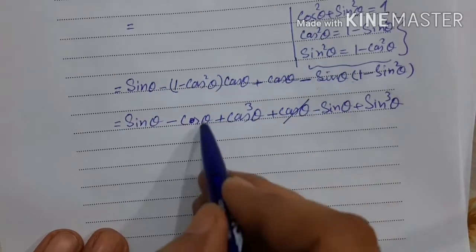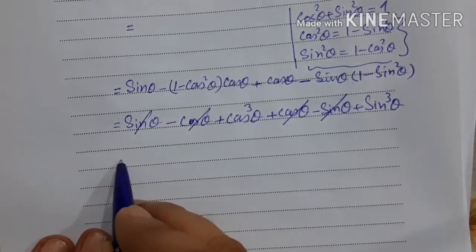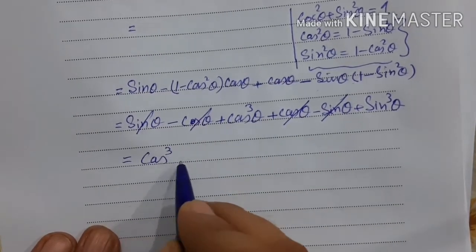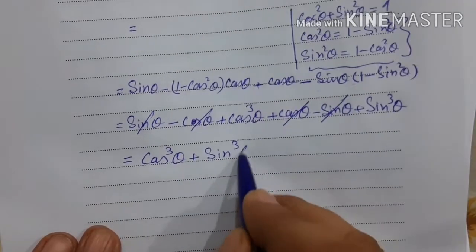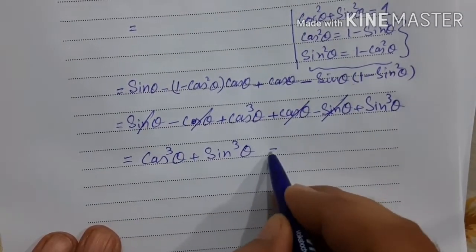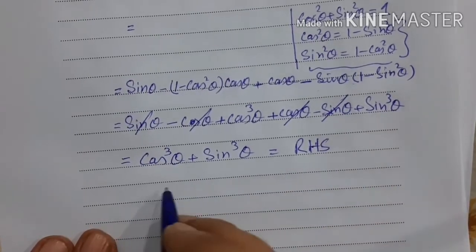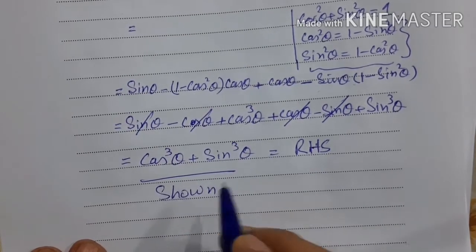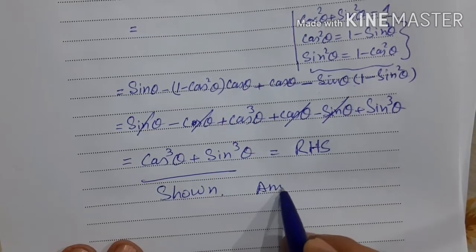Now this cos theta will cancel with this, sine theta will cancel with this, because they are of opposite signs. So I am left with cos cube theta plus sine cube theta. This is our right hand side. So it is shown that this equals this. This is our answer.